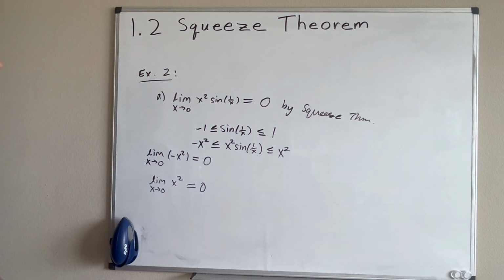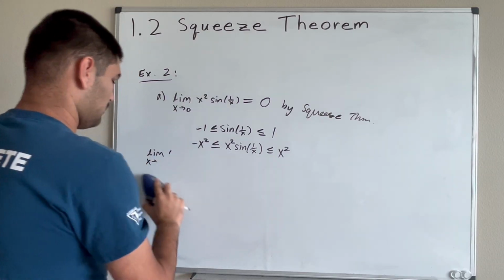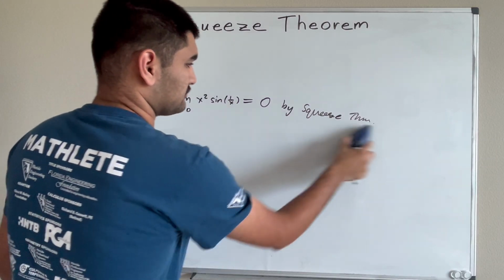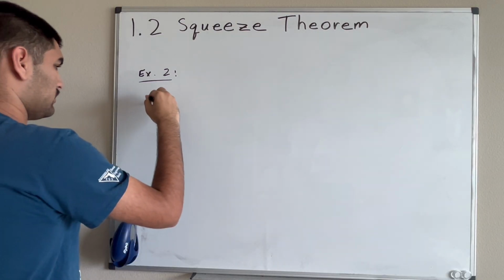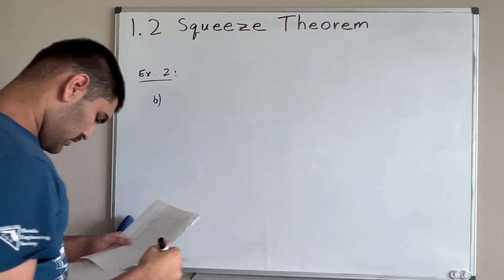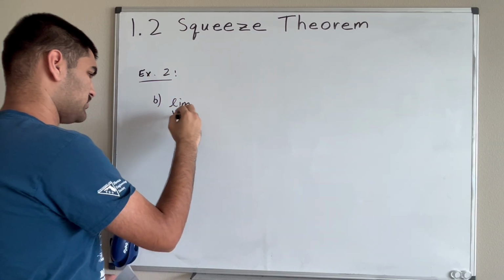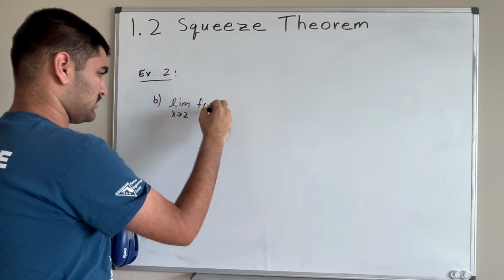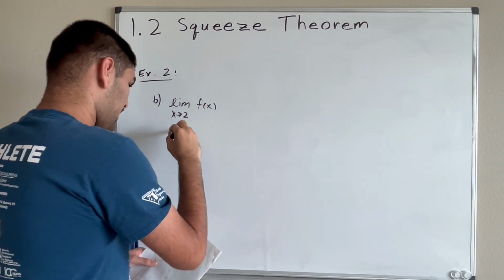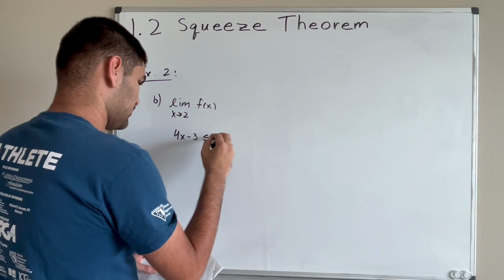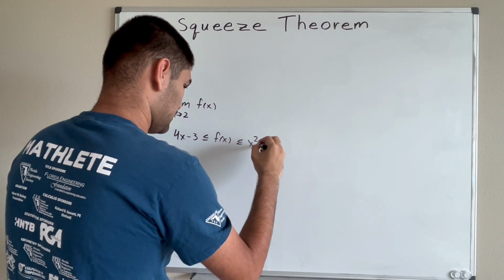Alright, nice. Alright, we will do another example. So we have the limit as x approaches 2 of f of x, right? And we're given that 4x minus 3 is less than or equal to f of x, which is less than or equal to x squared plus 1.